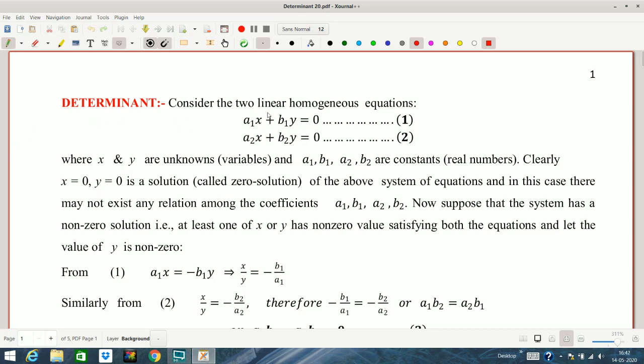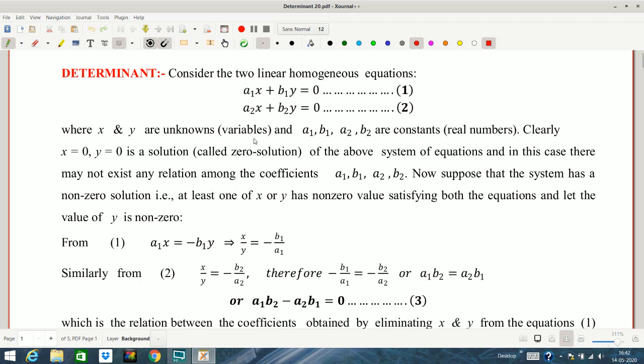For this, first we consider two linear homogeneous equations, a1x plus b1y equal to 0, a2x plus b2y equal to 0, where x and y are variables or unknowns, a1, b1, a2, b2 are constants, that is real numbers. Clearly we see that if we put x equal to 0 and y equal to 0, then both the equations are satisfied. Therefore x equal to 0 and y equal to 0 is a solution. This solution is called trivial solution or obvious solution or zero solution. And in this case, a1, b1, a2, b2 may not have any relation among themselves.